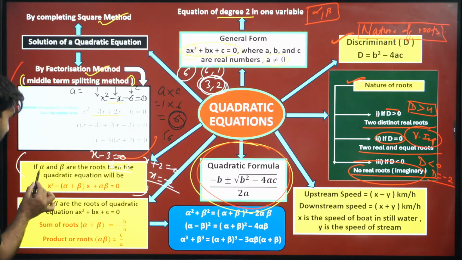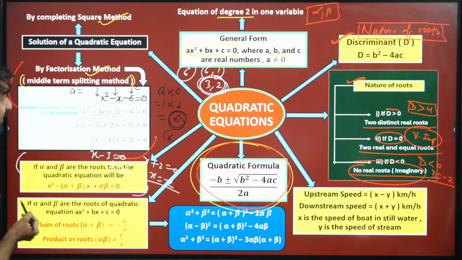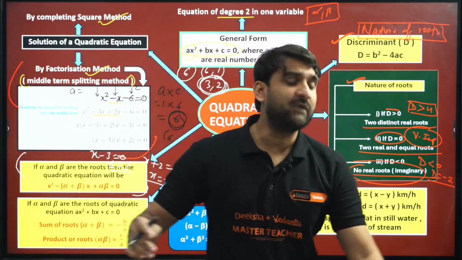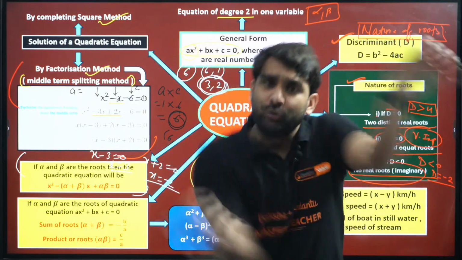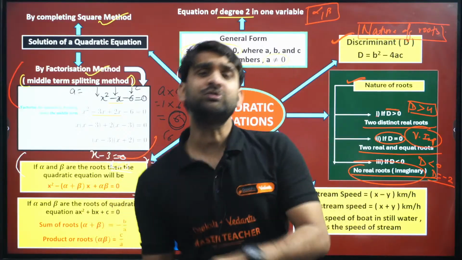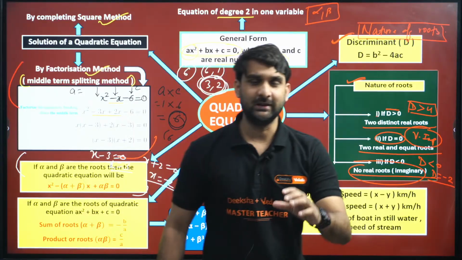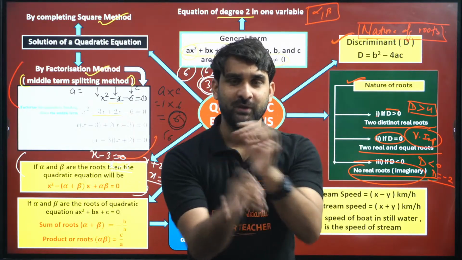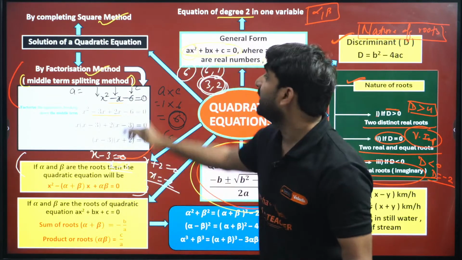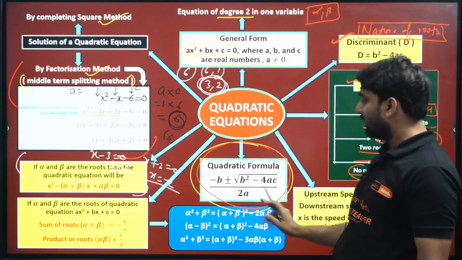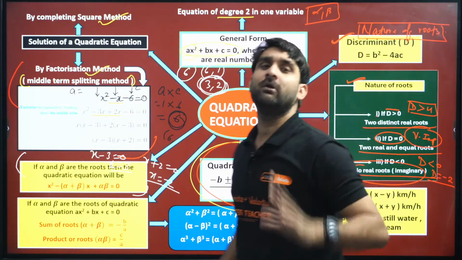Listen, if alpha and beta are the roots, then the quadratic equation will be, my dear... If a quadratic equation is given to you, you can find out the roots. But now come to the reverse format. If roots are already given to you, how can you form the quadratic equation? Is it clear? My statement is reversed. If I give you a quadratic equation and you have to find the roots, you can use any method, by factorization or by the quadratic formula. But if roots are already given, how can you form the quadratic equation?